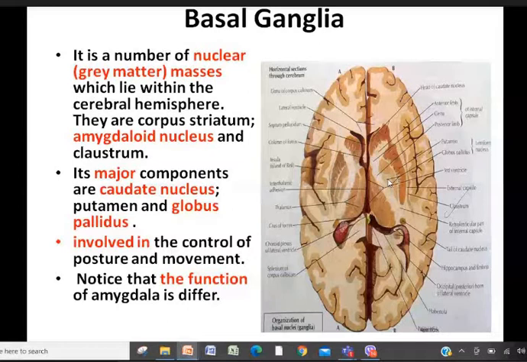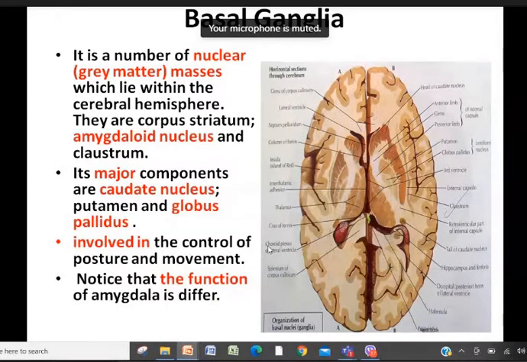Whenever someone says basal ganglia, what you have to remember is it is gray matter present within the cerebral hemisphere, and they are the caudate nucleus, the putamen, and globus pallidus. This putamen and globus pallidus together is the lentiform nucleus. It is involved in the control of posture and movement. And as I told you, the amygdaloid nucleus is also part of basal ganglia, but its function is different. It doesn't help in posture and control of movement.